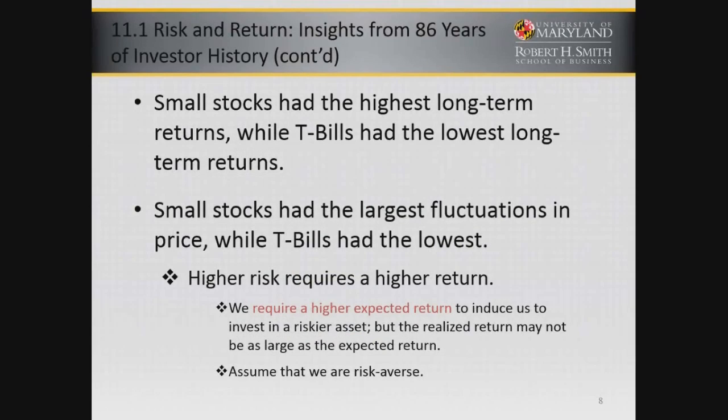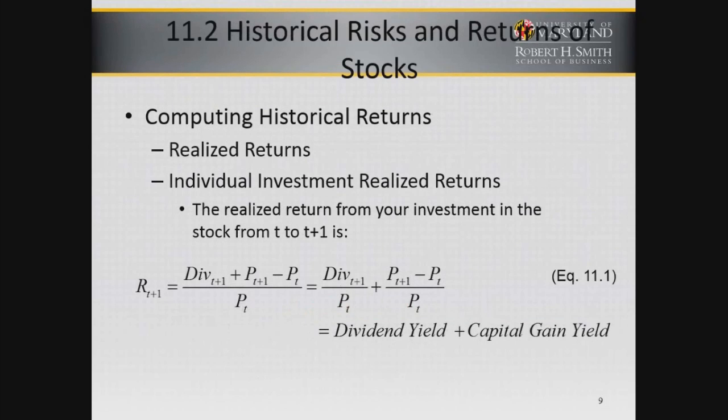So the small stocks had the highest return, but they also had the greatest fluctuation in price. Higher risk means we will require a higher expected return. May not realize it, but that's what we're saying. If we've got to take risk, we want to see a higher return. We're going to assume, therefore, that we are risk averse. Next, we will calculate return.